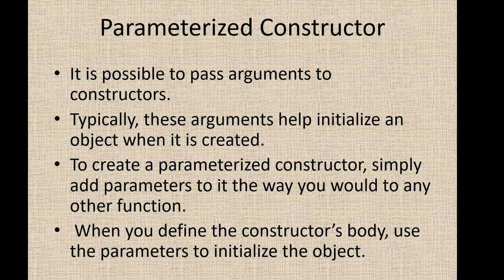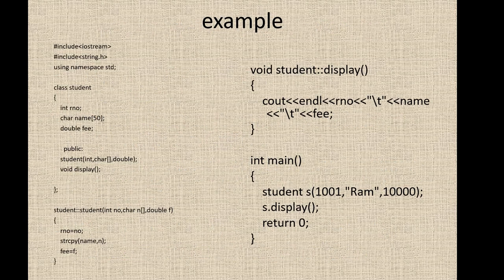Now we'll see how we can do it with an example. Now here there is a class called student, and we have a constructor method called student with 3 different parameters. One is an integer parameter, then a character array parameter, and a double parameter. Now while defining it, we try to manipulate all the parameters that we have got here.